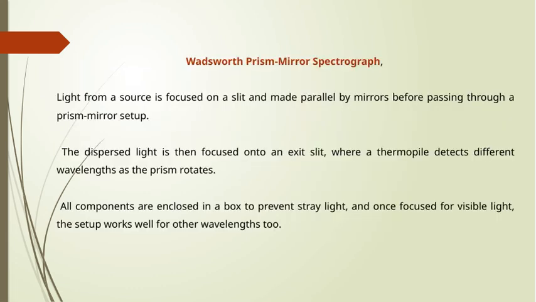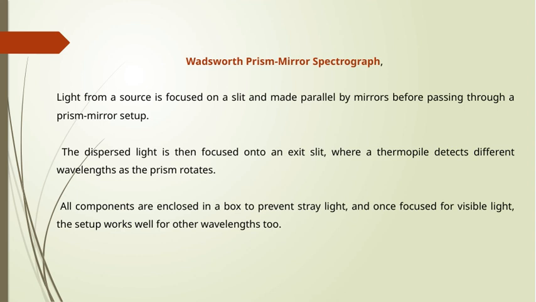Let's take a closer look at the Wadsworth prism mirror spectrograph. In this setup, light from a source is first focused onto a narrow slit. Then, mirrors work to make the incoming light parallel, which is essential for accurate dispersion. Next, the light passes through a combination of prisms and mirrors that disperse the light into its component wavelengths. The dispersed light is then focused onto an exit slit, which acts as a sort of gate for specific wavelengths.